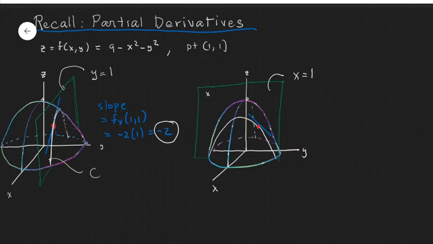Likewise, to get the slope of the blue tangent line on the plane x equals 1, which is a plane parallel to the yz plane, or we can say it's a plane in the direction of the positive y-axis, we compute it as f sub y at (1, 1), which is negative 2 times y evaluated at 1, so negative 2 times 1 equals negative 2.